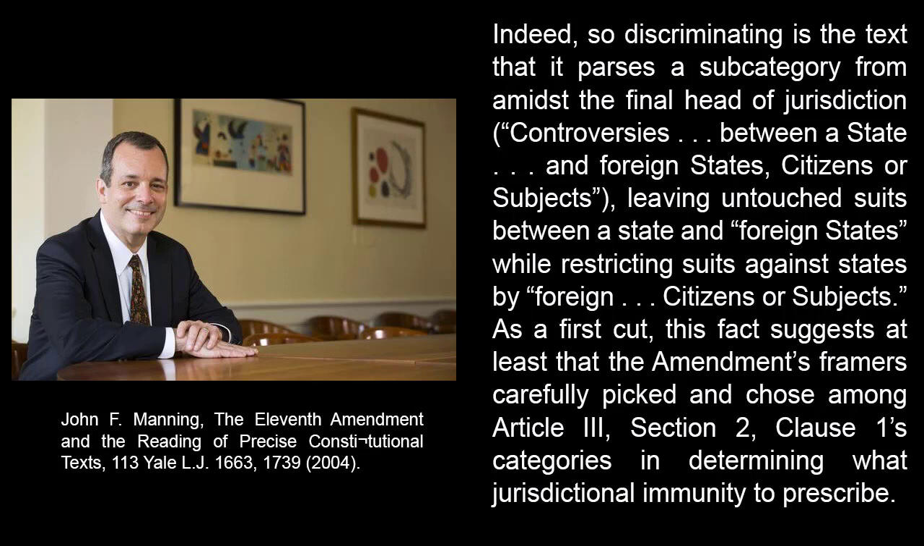As a first cut, this fact suggests at least that the amendment's framers carefully picked and chose among Article 3, Section 2, Clause 1's categories in determining what jurisdiction immunity to prescribe. From this, Manning concludes that the 11th Amendment's careful inclusion and omission of particular heads of Article 3's jurisdiction creates at least a prima facie case that the amendment process entailed judgments about the precise context in which it was desirable, or perhaps politically feasible, to provide for state sovereign immunity.